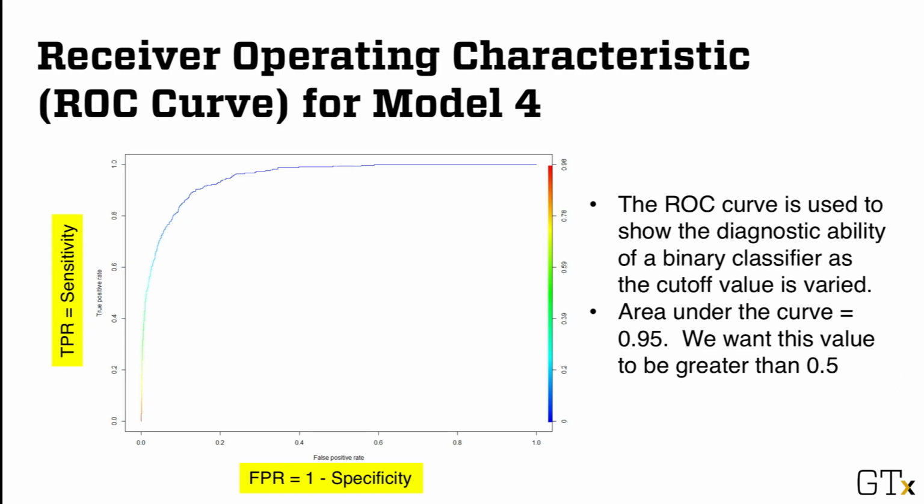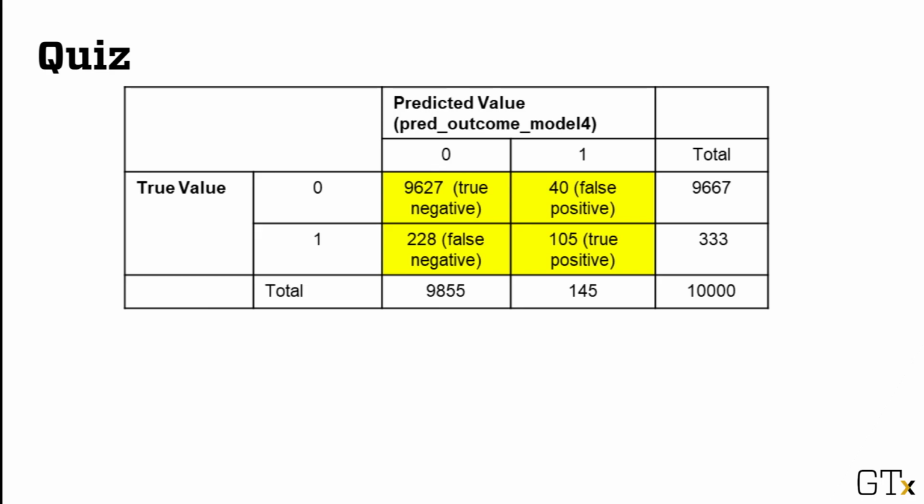So, the ROC curve is used to show the diagnostic ability of a binary classifier. In this case, we want to have a curve which looks like this particular curve, where the curve tends towards the top left. The area under the curve, if you measure it, is in this case 0.95, and we want this value to be greater than 0.5. So, this particular model seems to be doing quite well as far as the ROC curve is concerned. Before we end this lesson, I have a couple of quizzes.